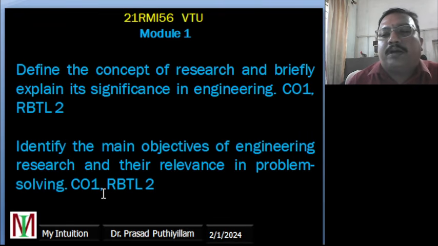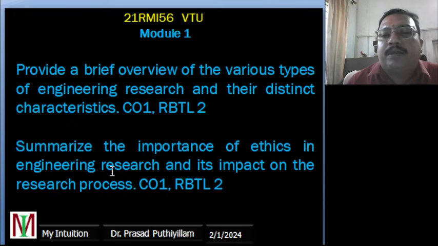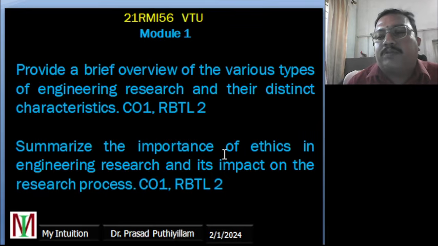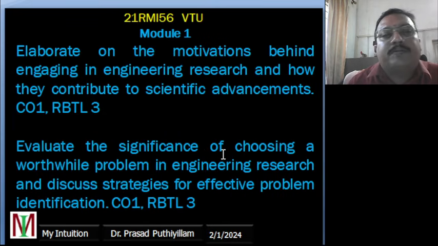Module 1: define the concept of research and briefly explain its significance in engineering, level 2. Identify the main objectives of engineering research and their relevance in problem solving, again level 2. Provide a brief overview of the various types of engineering research and their distinct characteristics, level 2. Summarize the importance of ethics in engineering research and its impact on the research process, that is level 2. Again, these are all from module 1 only.